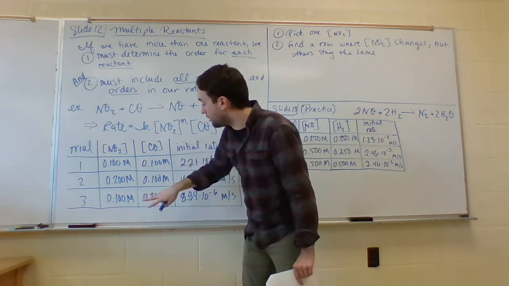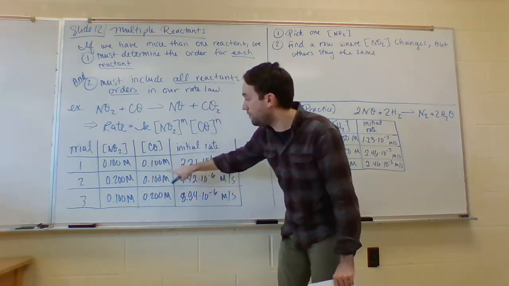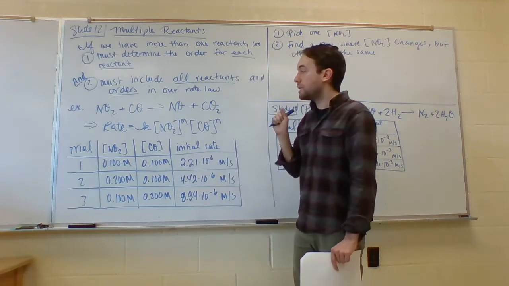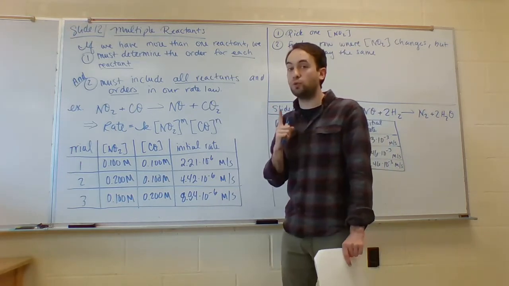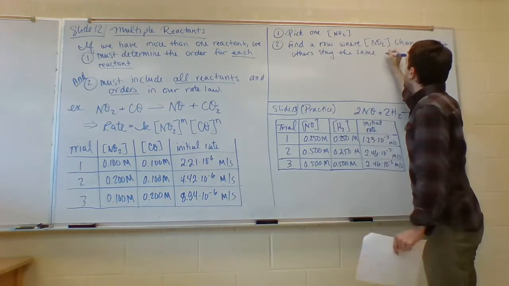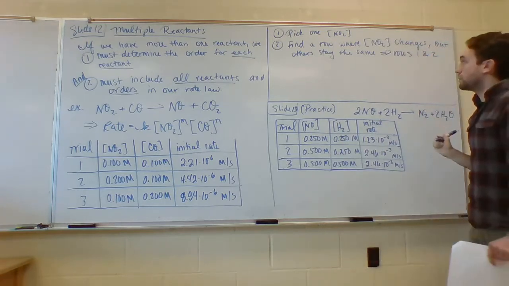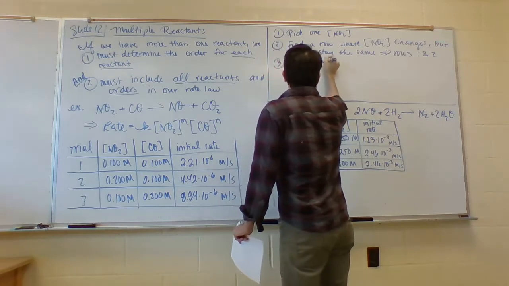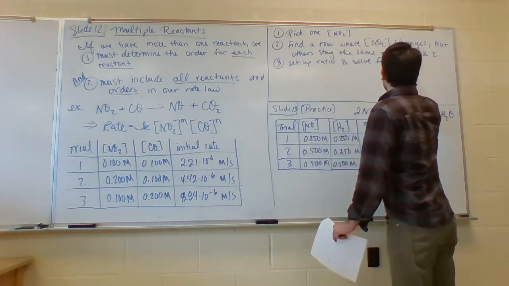Now, notice that 2 and 3 also change my concentration of NO2. However, my concentration of CO also changes. So I cannot use 2 and 3 for the calculation. We can only change one of our columns at a time. So I'm going to pick rows 1 and 2. Then I'm going to set up my ratio and solve for the order.